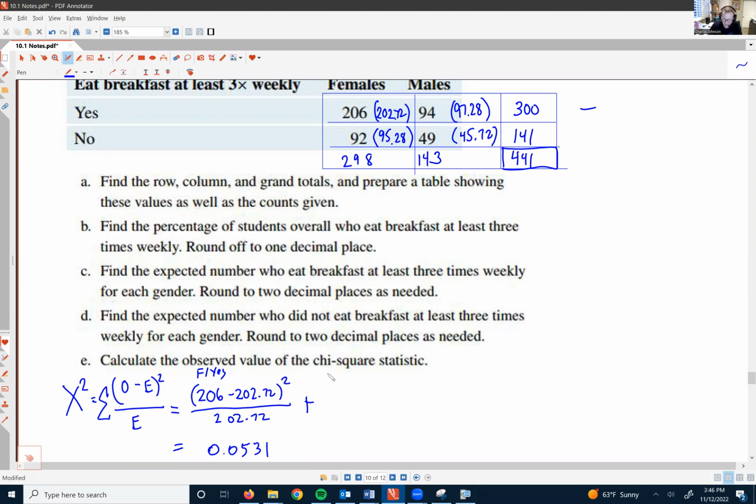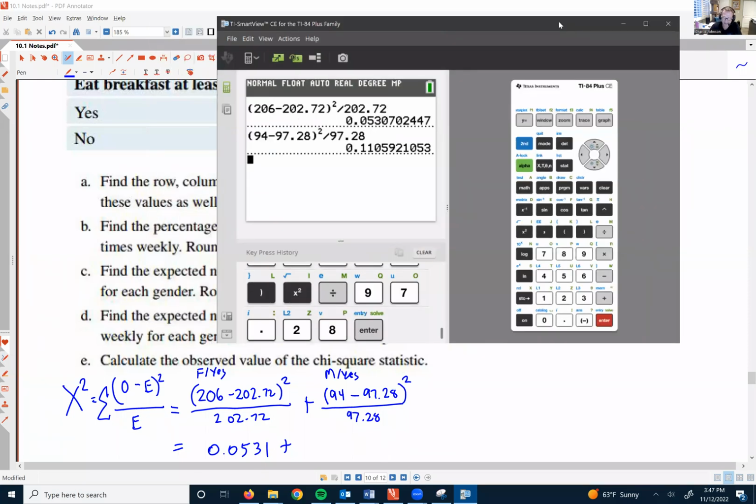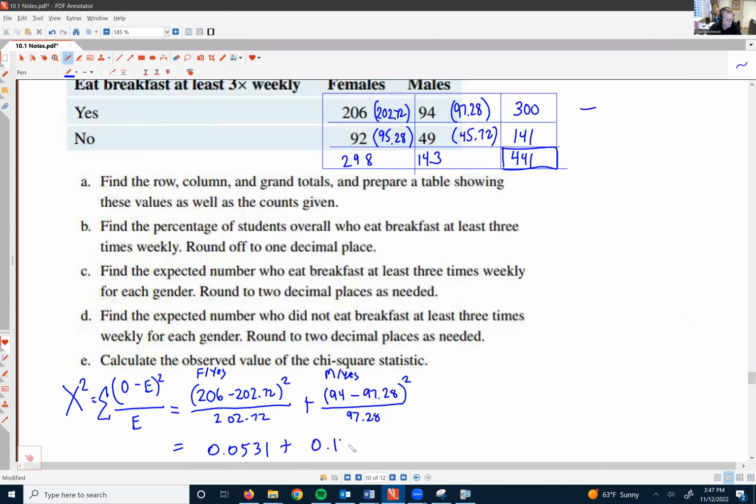For the males that say yes, the observed minus the expected, squared, divided by the expected. Square that numerator and divide by the denominator. And putting that into our calculator, we get 0.1106 contribution to our chi-square test statistic.